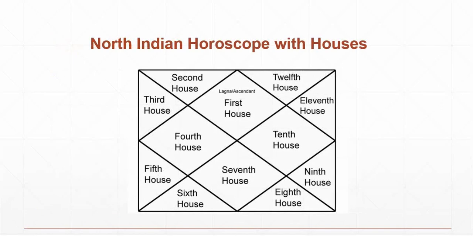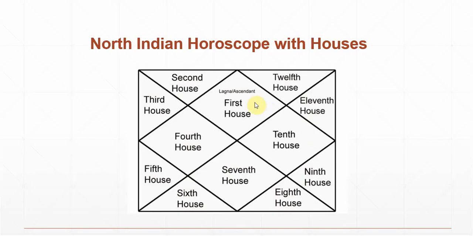Now, let's discuss the North Indian horoscope with all the houses. Now, the first house, you can see over here, this is also known as the Ascendant, which is the most important house in your entire horoscope. In Sanskrit, we call it Lagna. In English, we call it Ascendant. So this is the first house.